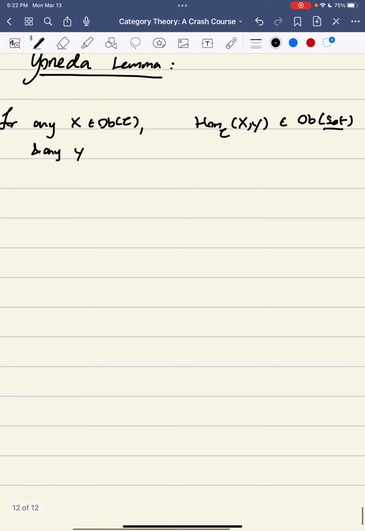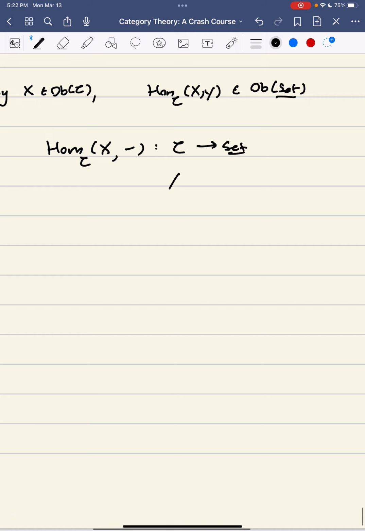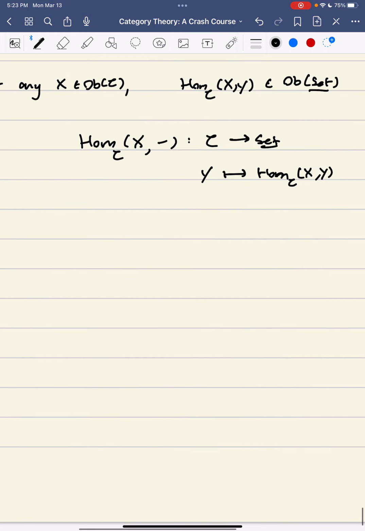And so what I can do is, maybe I just forget that Y was ever there. I don't specify what Y is. This actually defines a functor from the category C to the category of sets, where it sends an object Y to the set of morphisms from X to Y. Sometimes we'll call this functor H sub X.